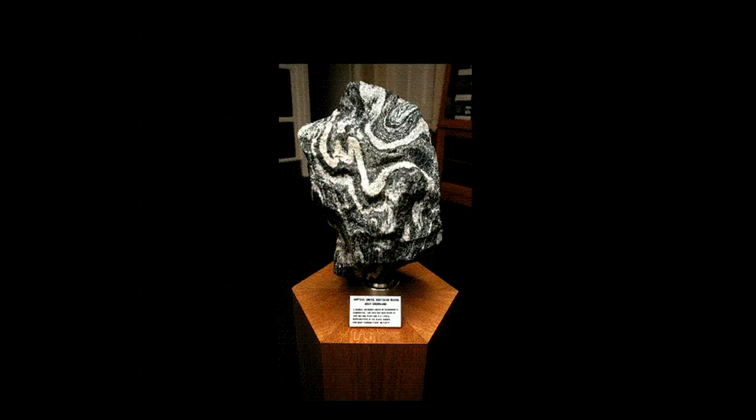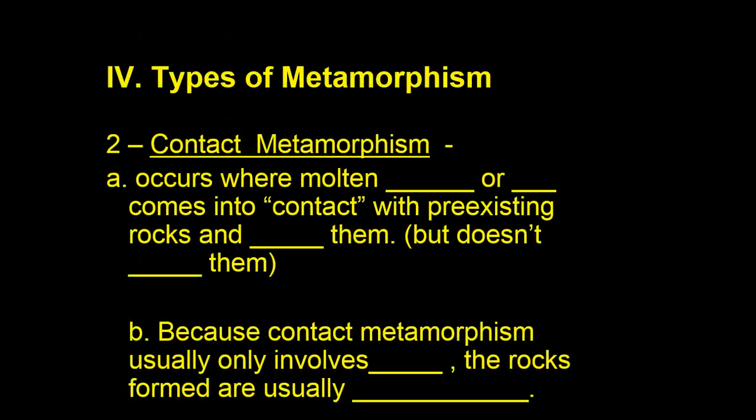Here's an example of what I'm talking about. This is a chunk of metamorphic rock that had undergone regional metamorphism. Another example of regional metamorphism with all the foliation, and you see the swirls or the distortion that occurred within the rock.